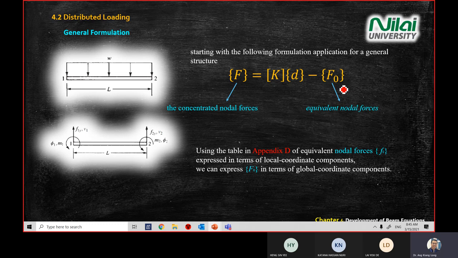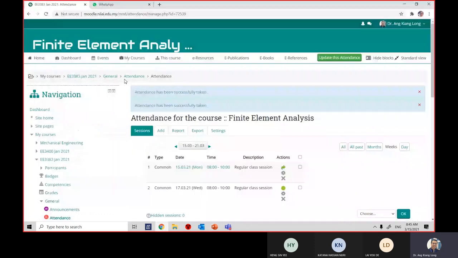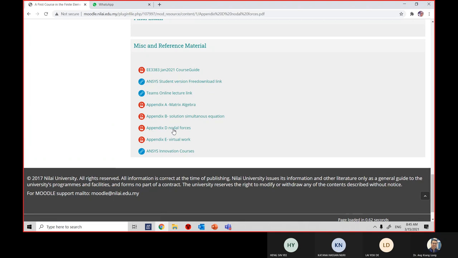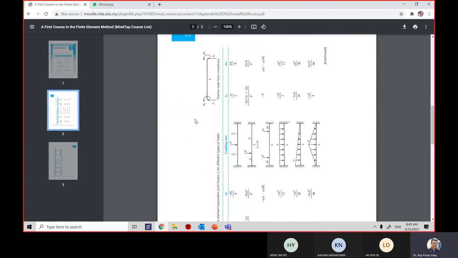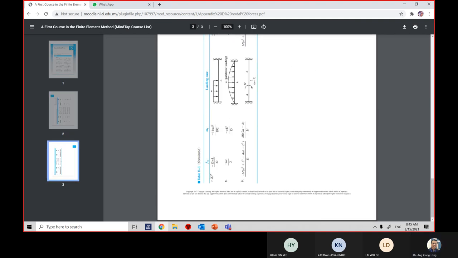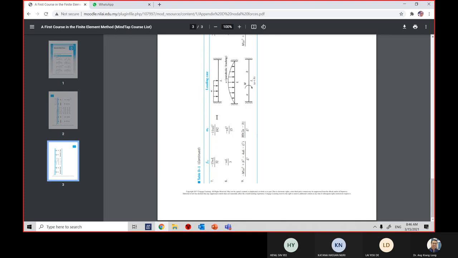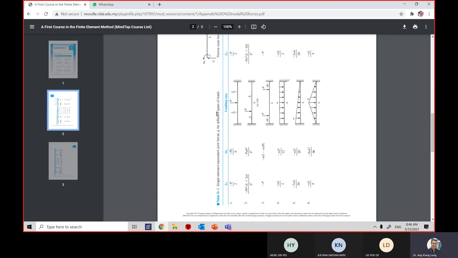So in your coming exam or final exam, when you see distributed loading in the question, refer to Appendix D for this component. All right, so if you haven't downloaded Appendix D in the Moodle, it is inside here. If you go to Moodle, Appendix D, this one, yeah. You download, you need to refer to this diagram, table 1, D, this one, yeah. So if you haven't downloaded it, do it now. All right. So we have all this information here.